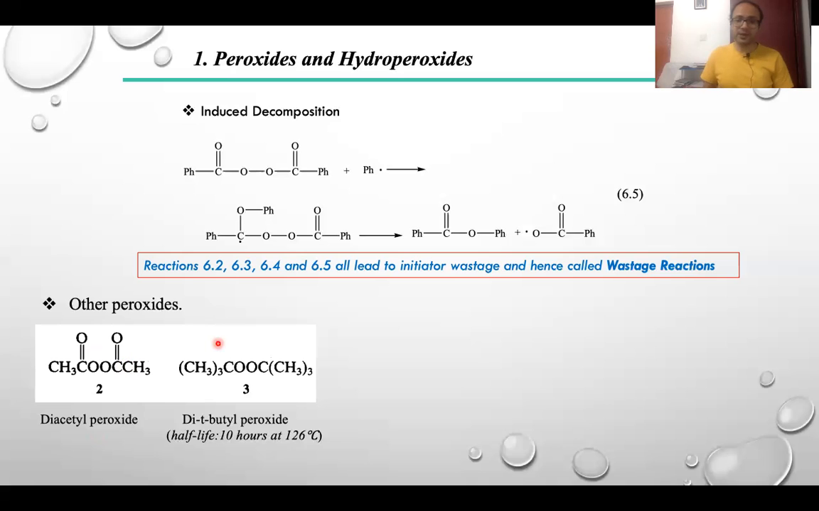Now, when you compare your benzoyl peroxy radical with this di-tert-butyl peroxide, you can see the half-life has increased by 10 hours. Okay, now that means it is a lot more stable. Now you ask, why is it more stable?